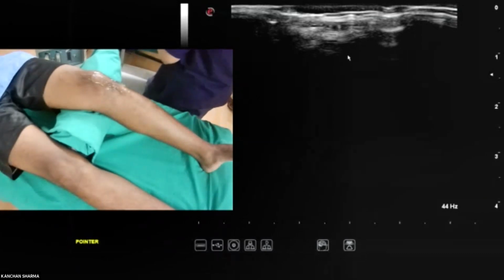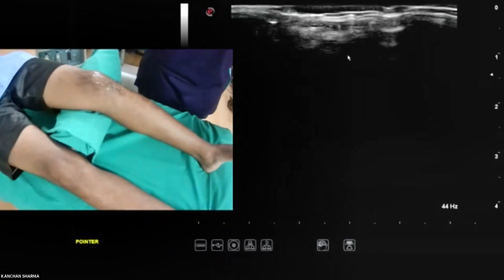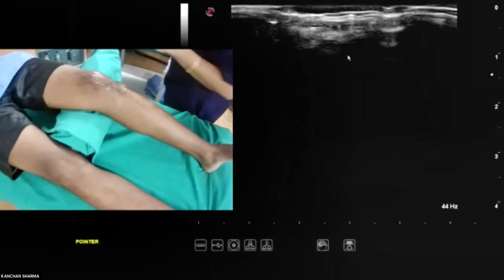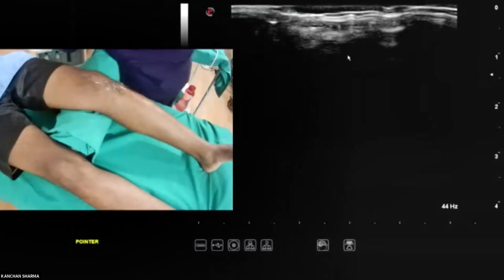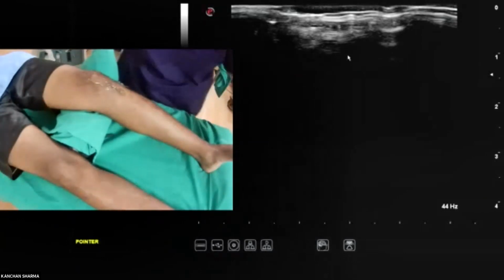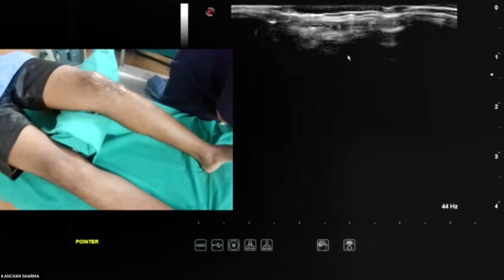Any doubt in the anterior aspect? Or I'm just moving to the medial one now. Anything you want to see again, you have not understood? Ma'am, please continue. Okay. Fine. So this is all about the anterior. So let me remove. Just give me a second. I will stop.